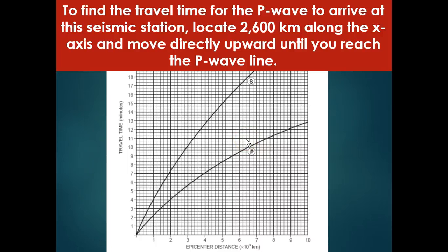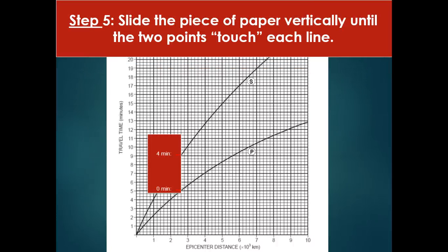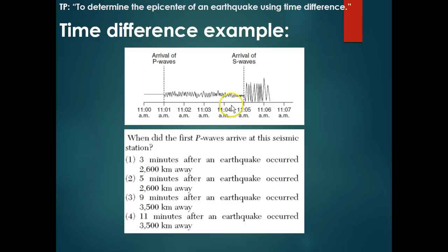Now in the problem, it specifically said the P wave travel time. We wanted to know what the P wave travel time was. And the seismogram that we were given just gave us the arrival time, but we're looking for the travel time. We're looking for how long the P wave was traveling before it arrived at 1101.